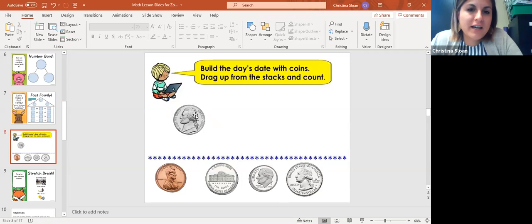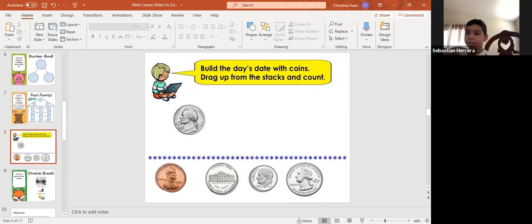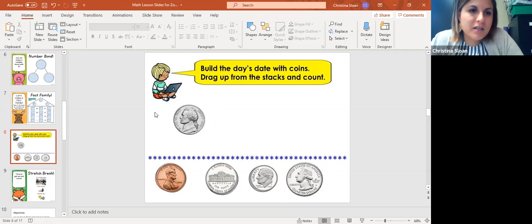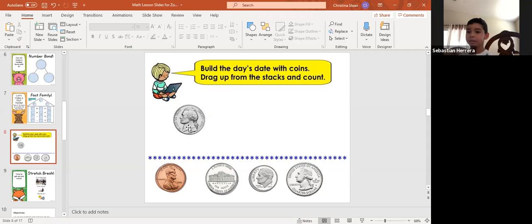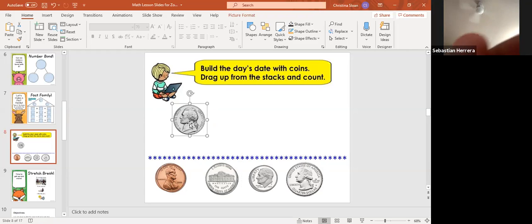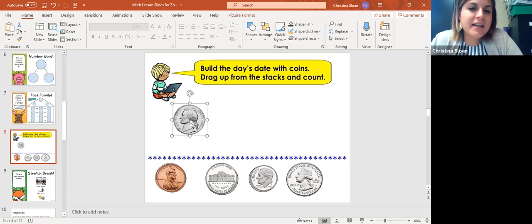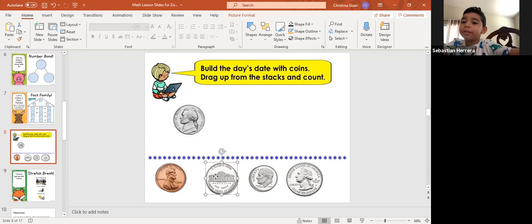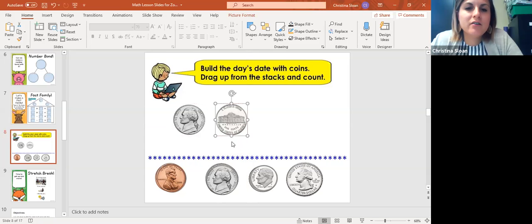So how many cents do I have right here, Sebastian? This is a nickel. I only have 1 nickel. So how many cents is this? 5. Very good. I'm going to add another nickel. Now I have 2 nickels. So I have 5 cents plus 5 cents. So 5, 10. How many cents do I have?